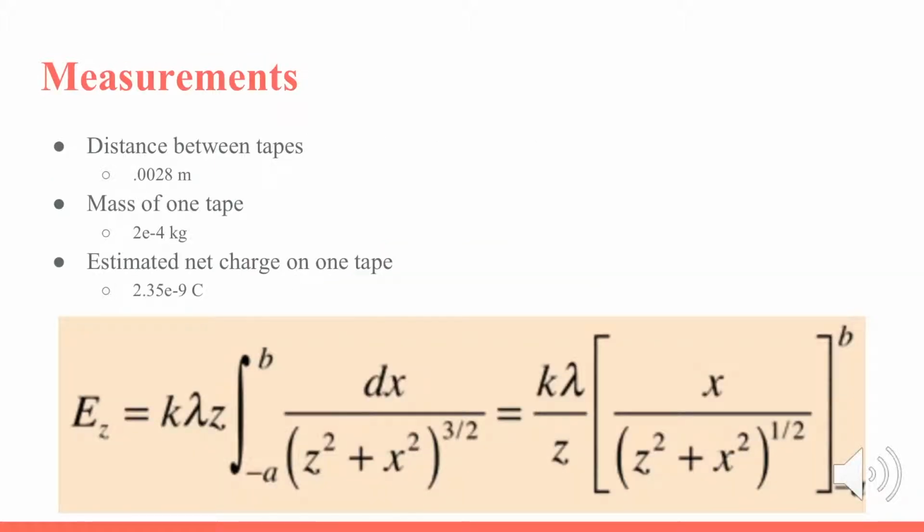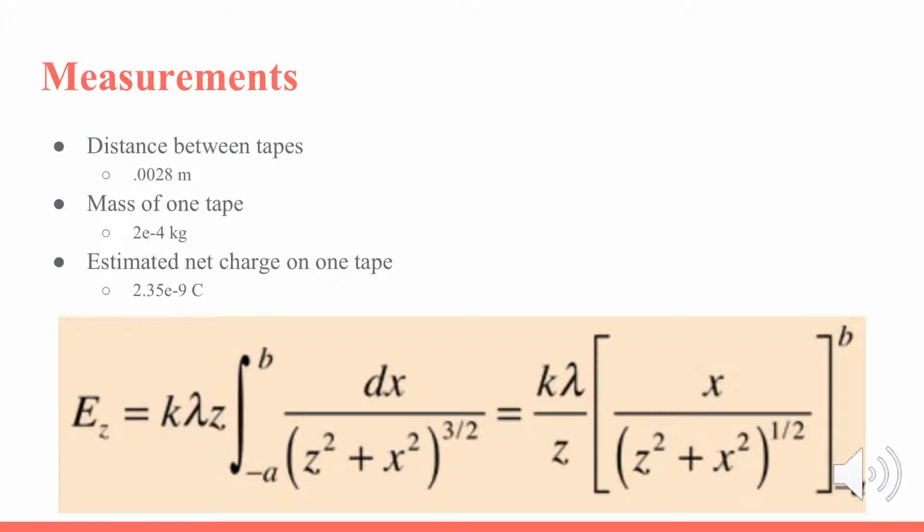The measurements recorded were the distance between the tapes being 0.0028 meters, the mass of one tape being 2 times 10 to the negative 4th kilograms, and the estimated net charge on one tape to be 2.35 times 10 to the negative 9th coulombs. And below is just the general equation for an electric field of a line charge. This is using the integral as well as distributing the integral and solving.